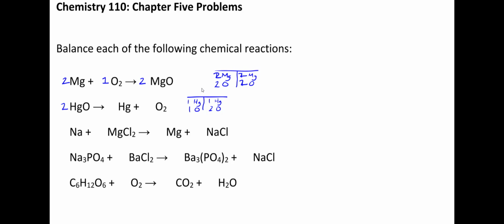So when we do that, now what do we have? We have 2 mercuries and 2 oxygens on the left side. Well, now the mercuries aren't equal, but fixing mercury is very easy. We just put a 2 in front of the mercury. And now we are balanced. You may put a 1 in front of the oxygen if you wish, but it is not required.